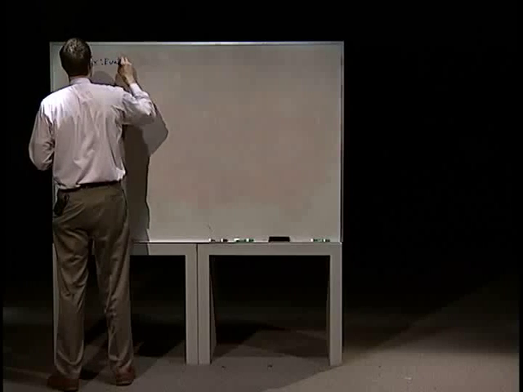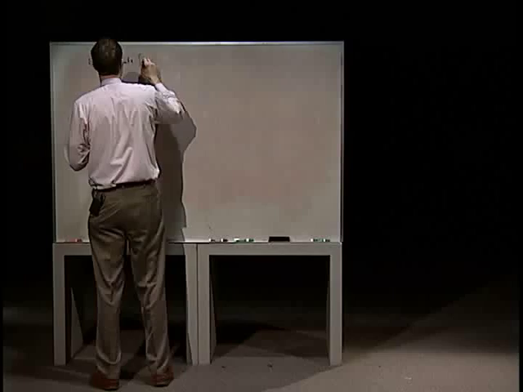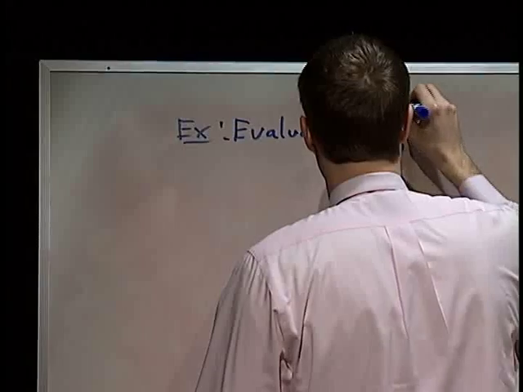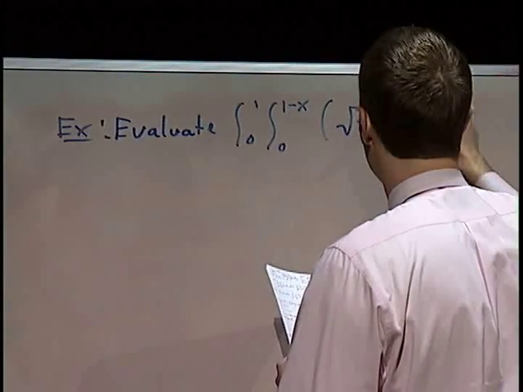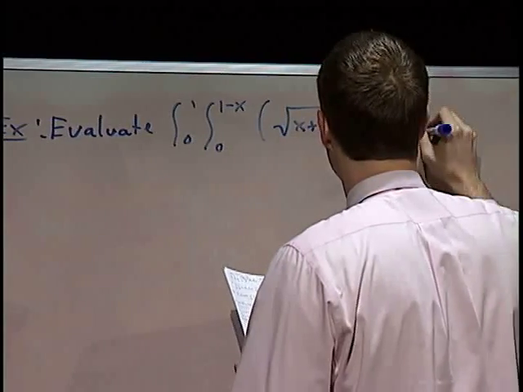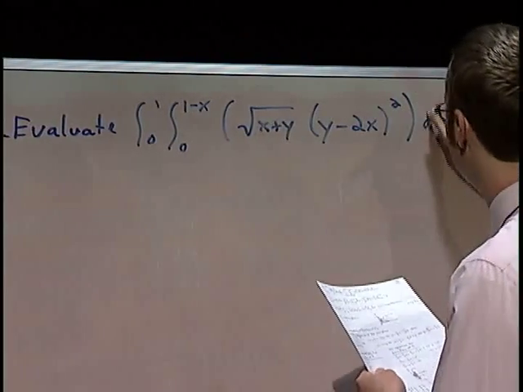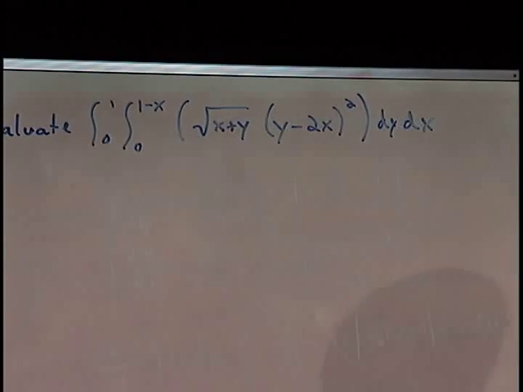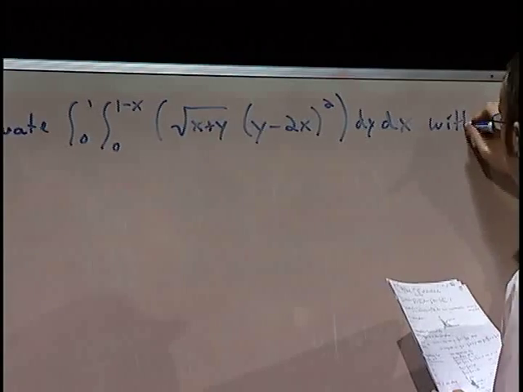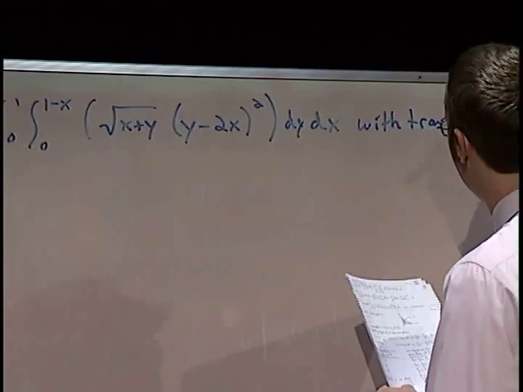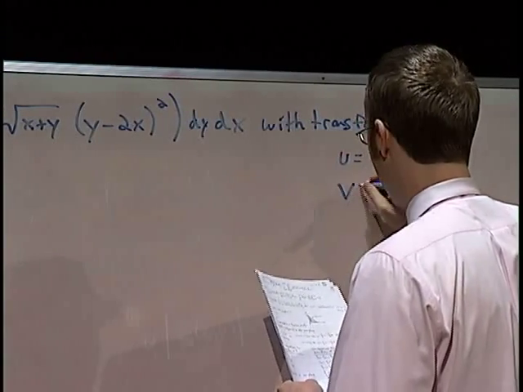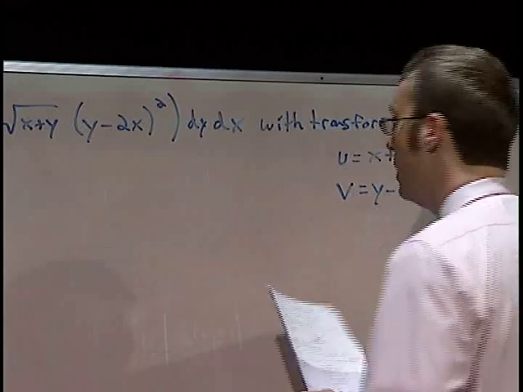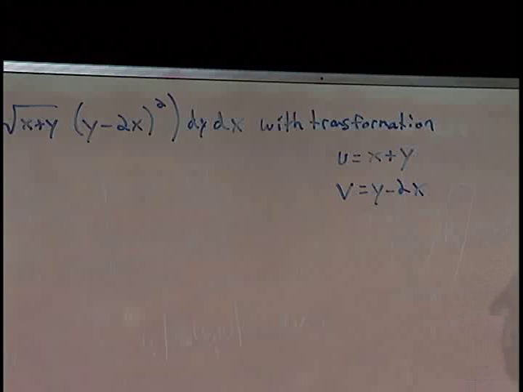So, evaluate the integral from 0 to 1 and from 0 to 1 minus x of square root of x plus y times y minus 2x squared dy dx. Okay, so there's the integral. And then let's have our transformation be u equal to x plus y and v equal to y minus 2x. Okay, so there's the integral. There's the transformation that we want to use.